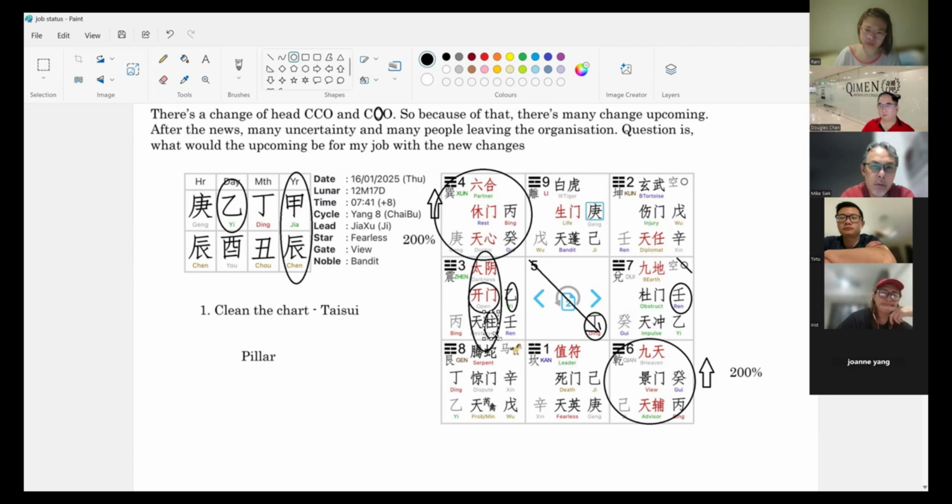Okay, so now the situation is this. He is E. Open door is in 3. Both of them are together in the same box. What does it mean? Harmony, right? The concept is harmony. That means, can I say he is okay with the job, and the job is okay with him also?